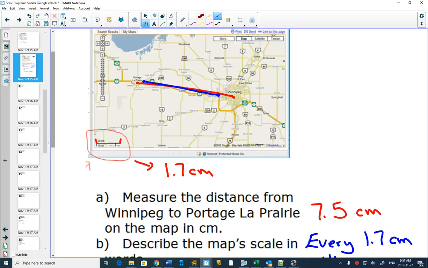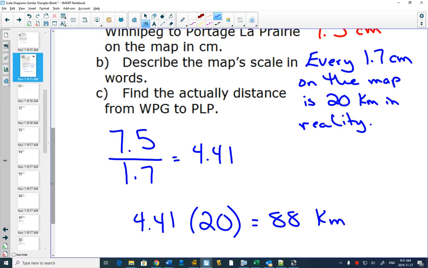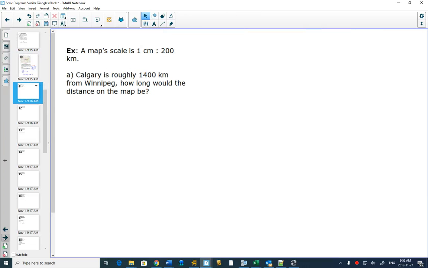But if you wanted a general idea, this works pretty good. Because if it's really 75 kilometers and you got 88 kilometers, that's pretty close. Closer than, say, you thought, oh, I think Portage la Prairie is 1,000 kilometers away. That would be a really bad interpretation of this map. Okay, so that's a map.